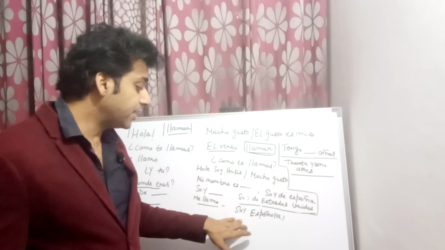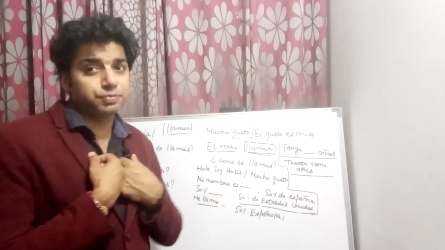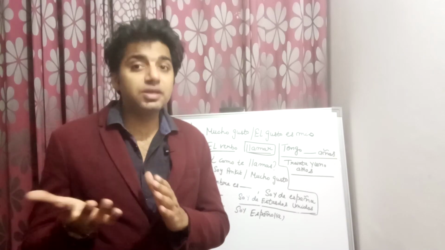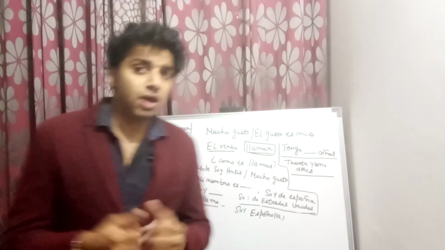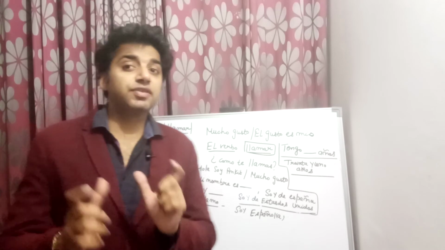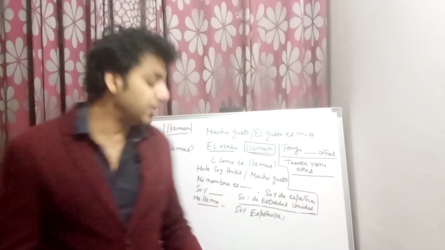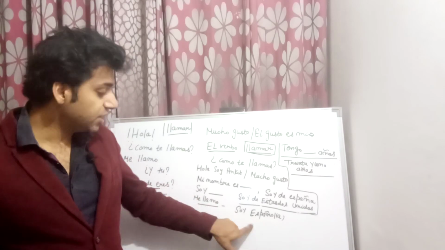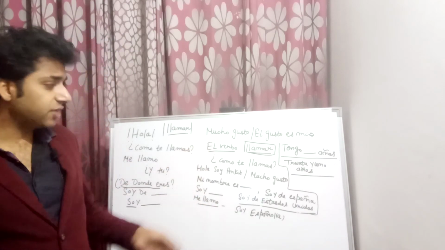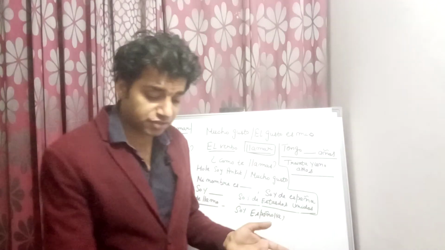If I'm saying my nationality, I am Spanish. Soy español. So if there's a male, he's saying I am Spanish, soy español, because that's nationality. If there's a female, she will say soy española. Soy española. Is that clear to you? So these are the things like how you can explain yourself in Spanish language.